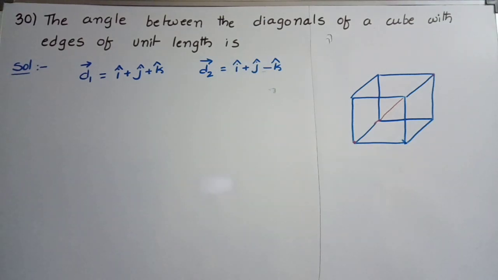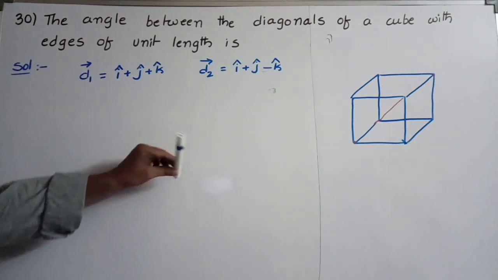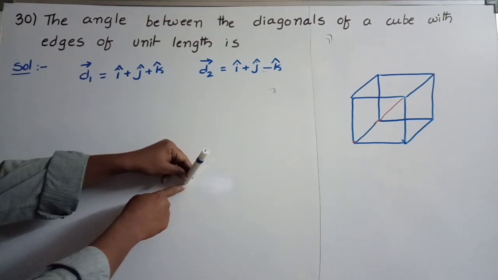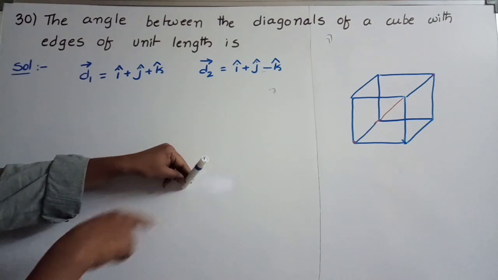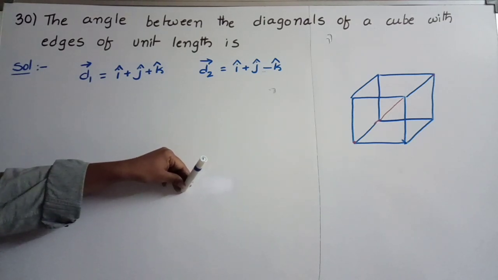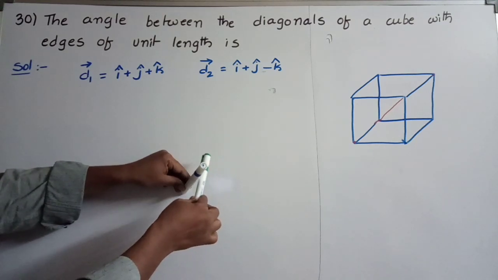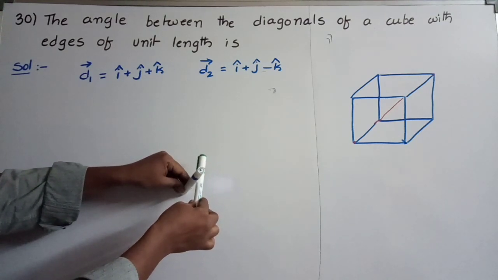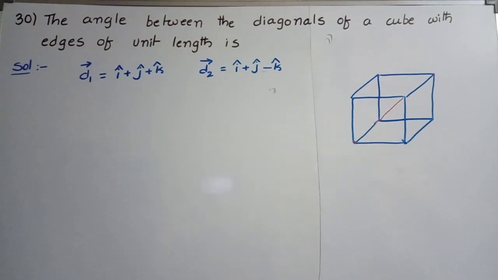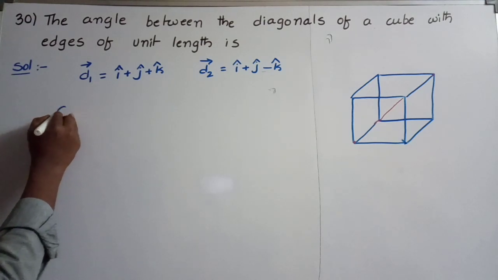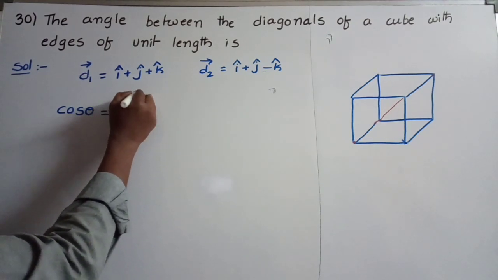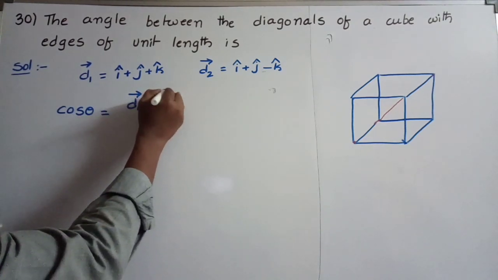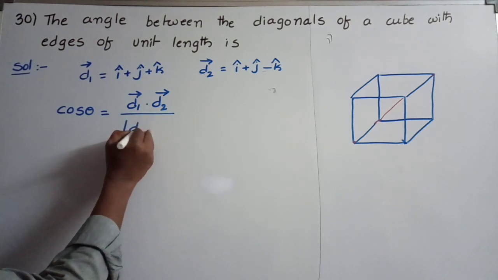Why? Because one diagonal is like this. Suppose you assume this is the positive point, traveling along positive x-axis, positive y-axis, and positive z-axis also depth, and another diagonal is like this. So it is just in one coordinate traveling in opposite direction. That's why we are getting minus sign. To calculate the angle between two vectors, cos theta is equal to the formula d1 bar dot d2 bar by magnitude of d1 into magnitude of d2.